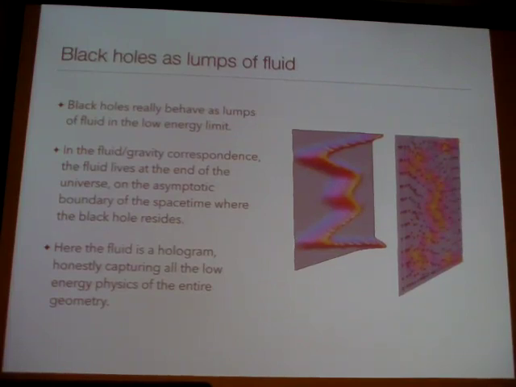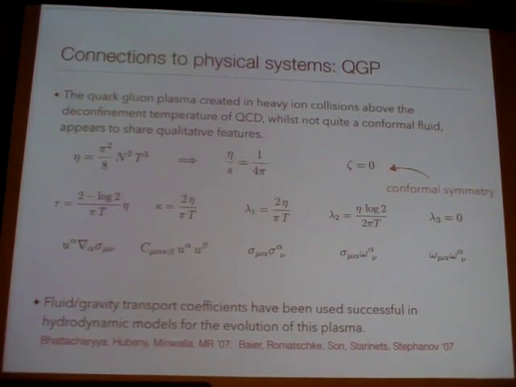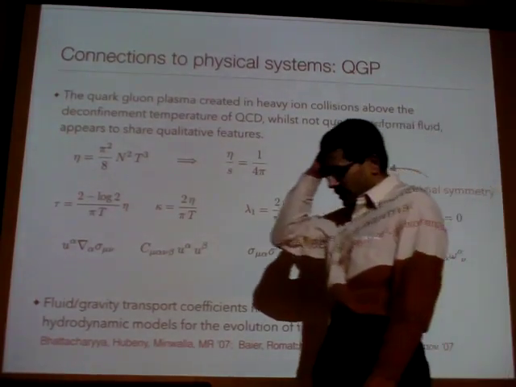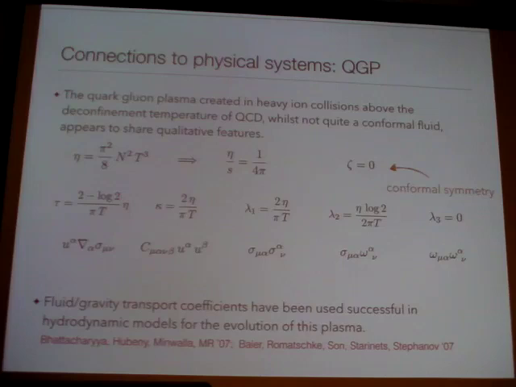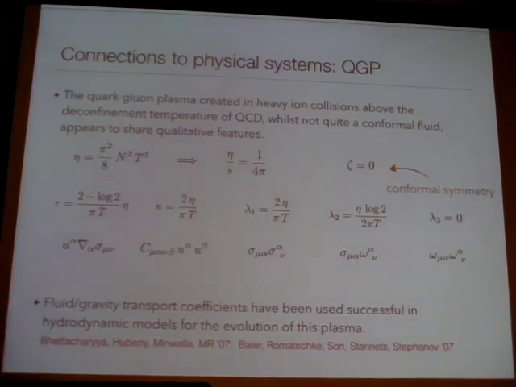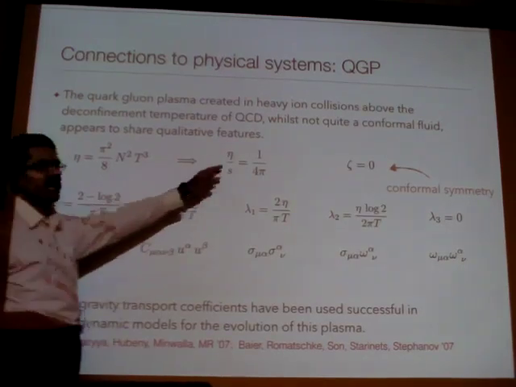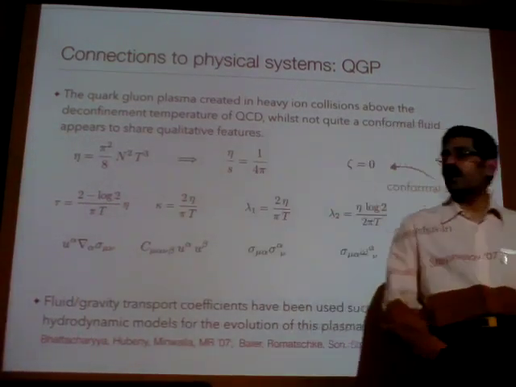So that was the first statement. But then you can do a lot more from here. You can actually extract what the energy momentum tensor is supposed to be. There are some rules of this correspondence that allow you to do that. If I go through those rules, I find a class of transport coefficients that tell me how this fluid responds. We already saw the shear viscosity. That was this value, 1 over 4 pi, in units where h bar and k B were 1.